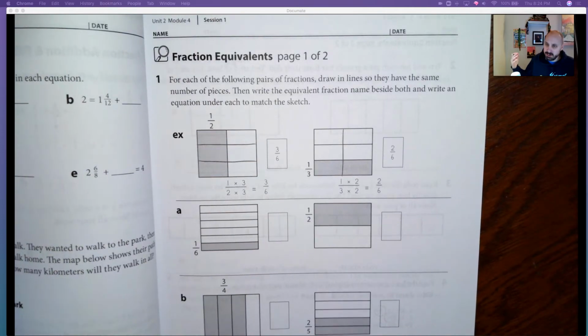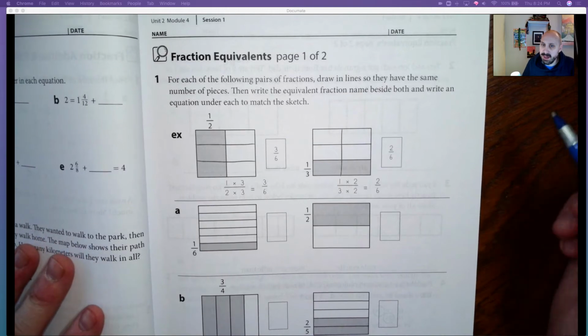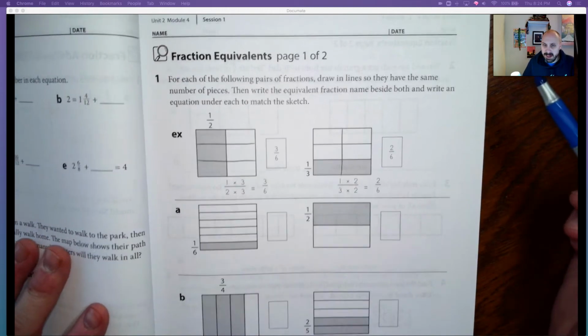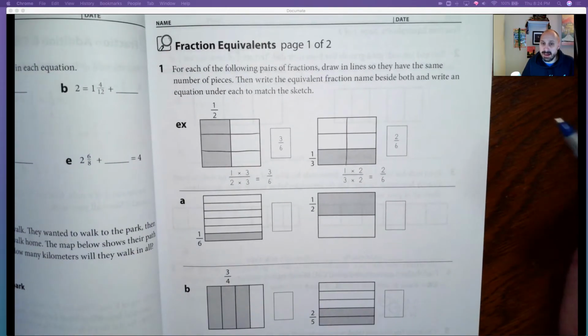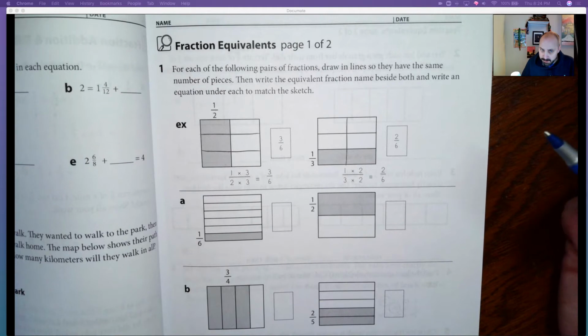Mathematicians, welcome back to our last installment of fractions for this week. Today we're going to go back and talk about equivalent fractions and how we find equivalent fractions and what that looks like using an area model.